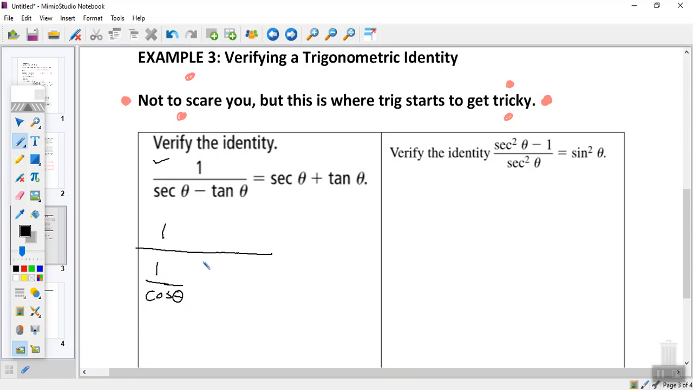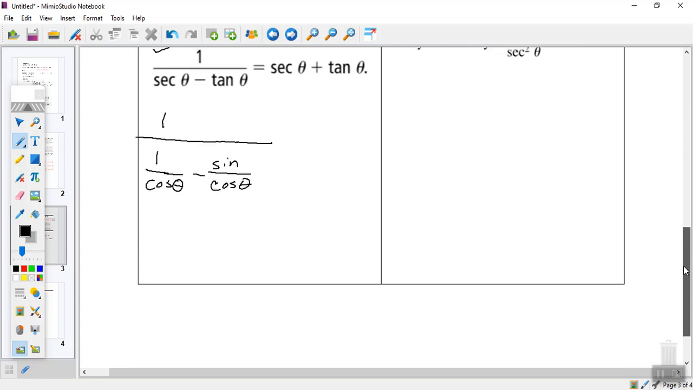Now this makes sense why we learned other things before this. It's crazy. 1 over cosine minus what, friends? Minus sine over cosine. Tangent can be replaced with what, kids? Sine over cosine. 1 over cosine minus sine over cosine. What do you notice about the denominators down here? They're equal. So I'm going to call that my first step.